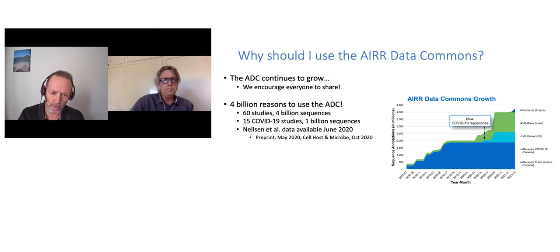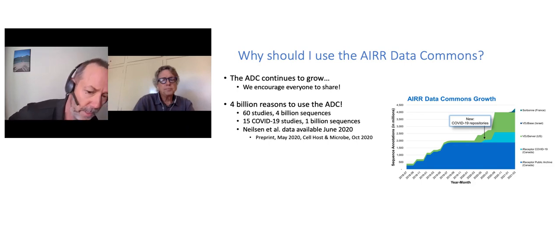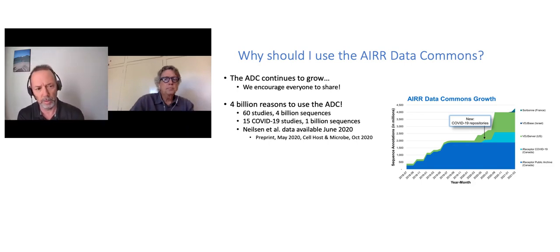In May 2020 was the first preprint that we were aware of that had AIRR-seq data in it from COVID-19 patients. By June 2020, that data was available in the AIRR Data Commons. This is from the preprint from Nielsen et al. And that data was being interactively searched by a number of users almost immediately. The final paper for that preprint came out in October of 2020.